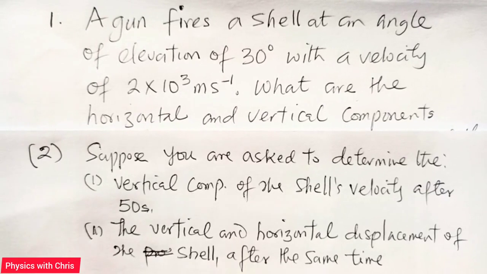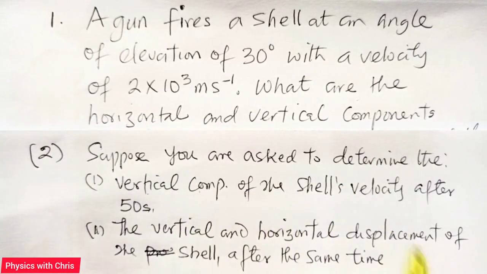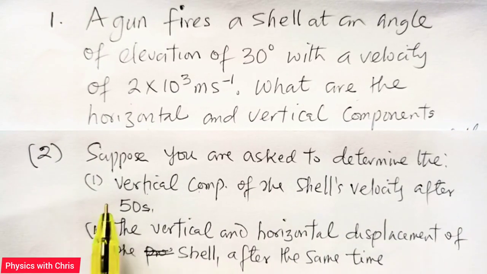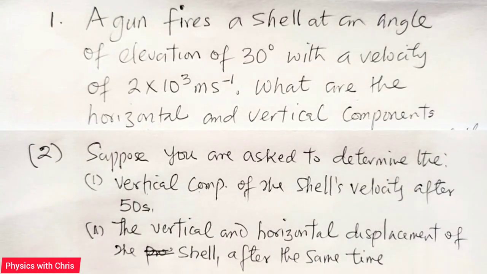Now, suppose you are asked to determine the vertical component of the shell's velocity 50 seconds later. That is from the previous question we solved in the other video about a gun that fires a shell at an angle of elevation of 30 degrees with a velocity of this. We found the vertical and horizontal components of the velocity of the shell, we found the range, we found the maximum height it attained.